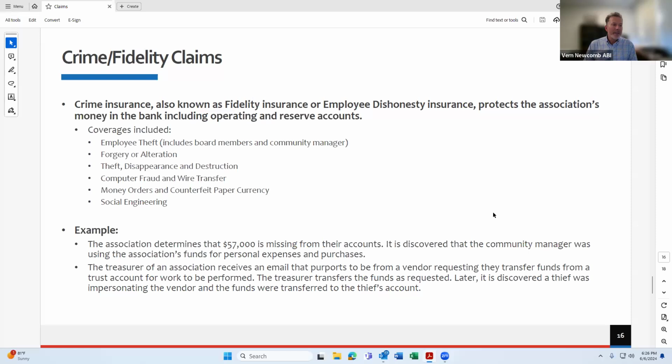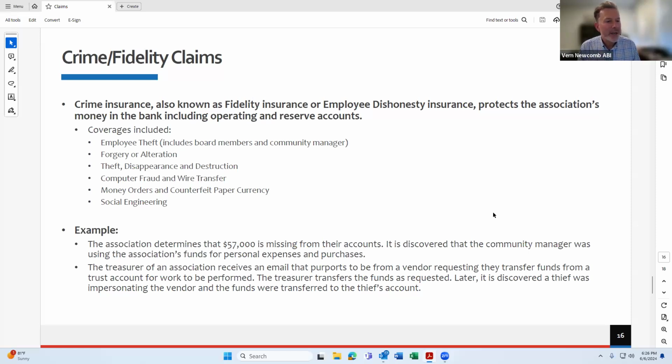So what crime coverage does, crime fidelity coverage, is it covers the association's reserve and operating account from embezzlement or computer fraud. There is a requirement, this is a lending requirement, that the association has to have at least full reserves and 3 months operating expense. That's the minimum amount of coverage that you can have for your fidelity coverage.